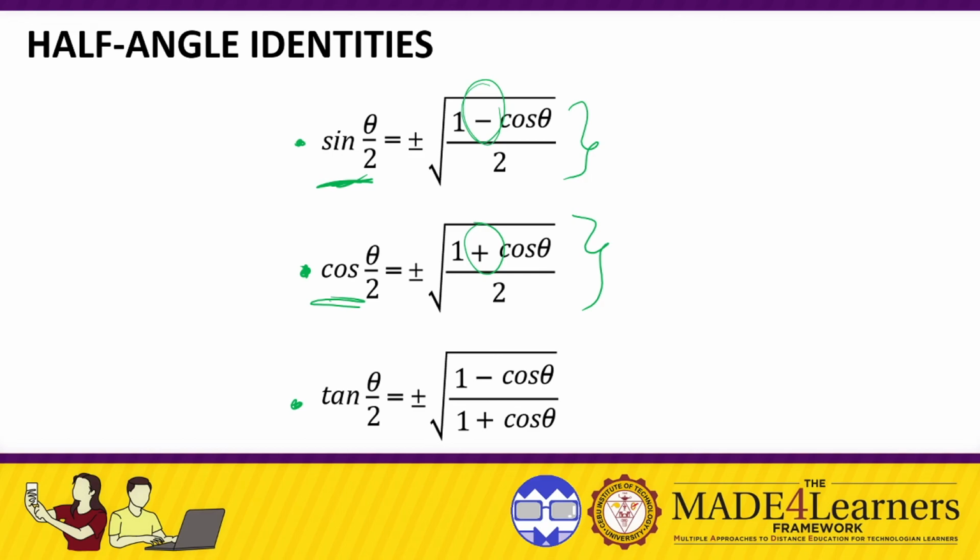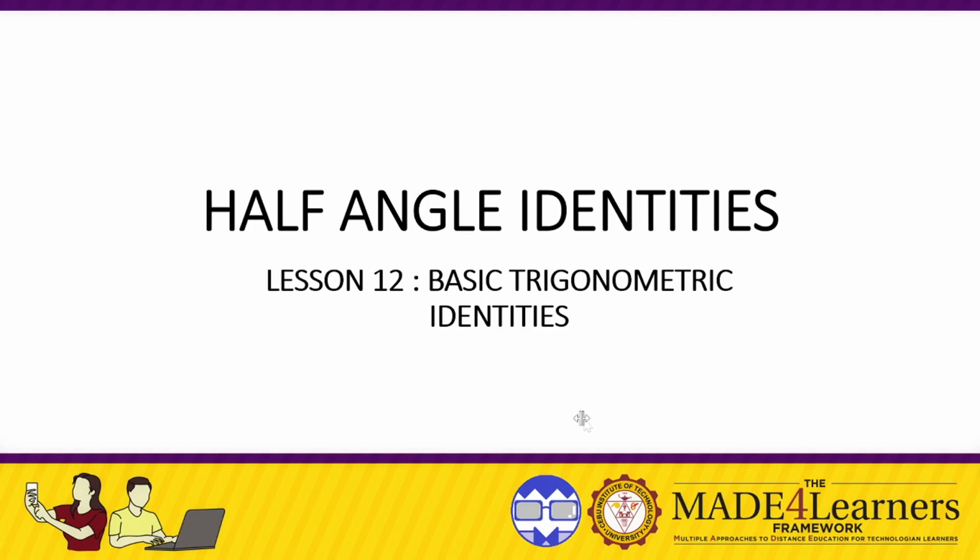Then for tangent, since it's sine over cosine, the sine here is the minus part, and the cosine over cosine is 1 plus cos theta, which is this. So these are the half angle identities. So we're done with the concept.